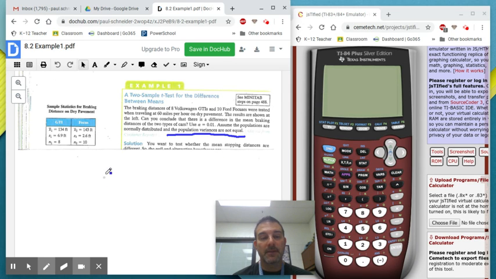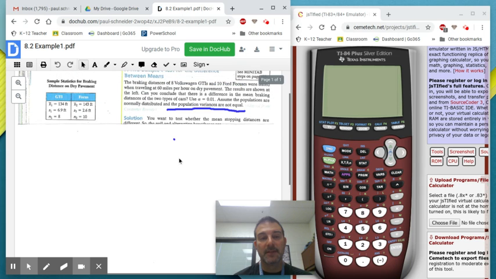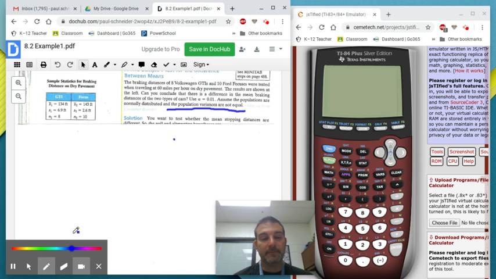Okay. So the first thing we need to do, same as it ever was, is set up our null and alternative hypotheses. Our null hypothesis is going to be mu1 is equal to mu2.